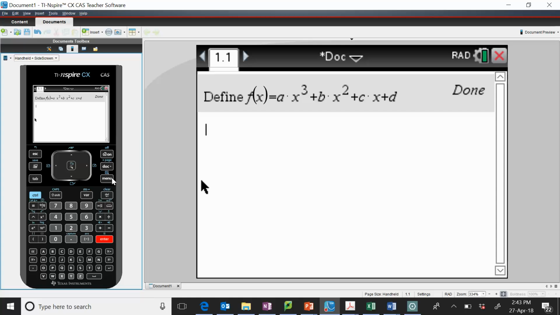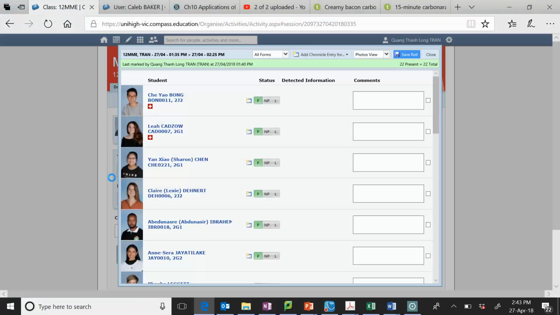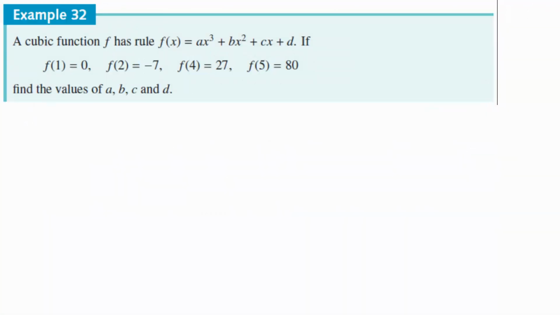Okay? So define AX cubed. Whoops. That's what I want you to define. That's the first thing I want you to do. Every application question.